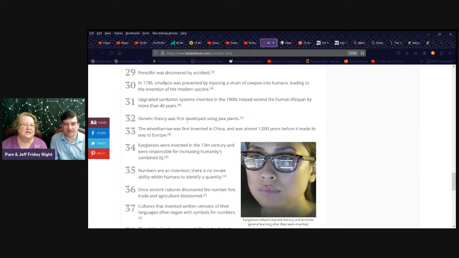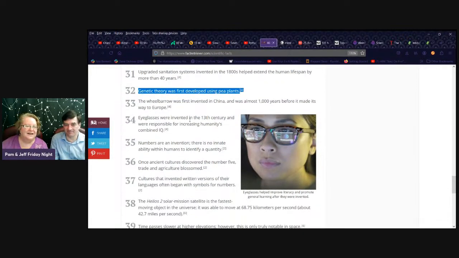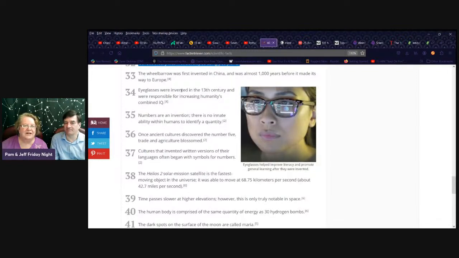Oh, I love this one. Genetic theory was first developed using pea plants. Wheelbarrow was first invented in China. Eyeglasses were invented in the 13th century and were responsible for increasing humanity's combined IQ, because people could read and learn better. Numbers are an invention. There is no innate ability within humans to identify a quantity. I don't know about that.